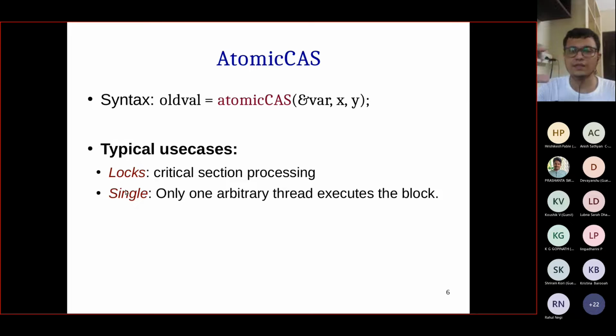There is something called a single section. And what is this? The single section ensures that only one thread, it can be any of the threads, will execute a particular block. All the rest of the threads won't execute that piece of code or that block, and they can move on further. Only one thread will be executing that piece of code, and the rest can move further. That is the meaning of single section. So this atomic CAS can be used for implementing both of these things.